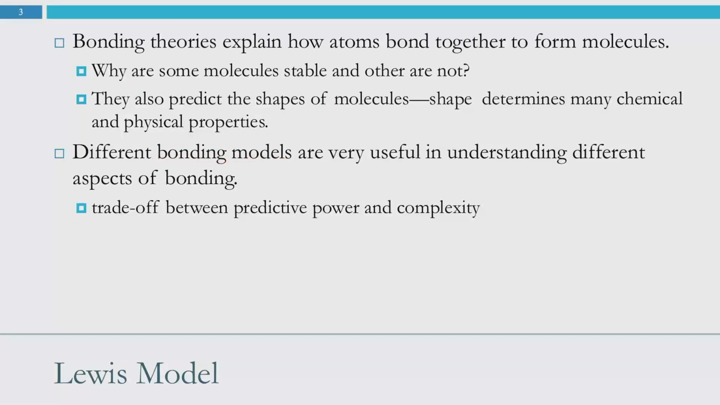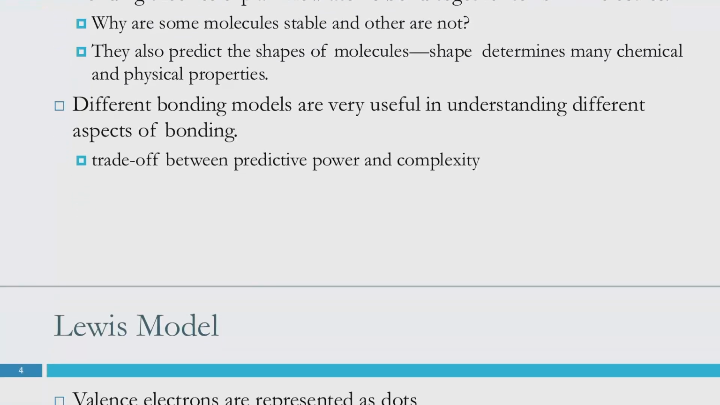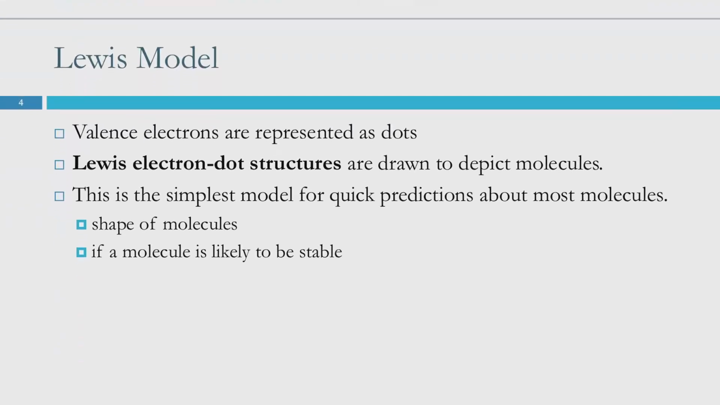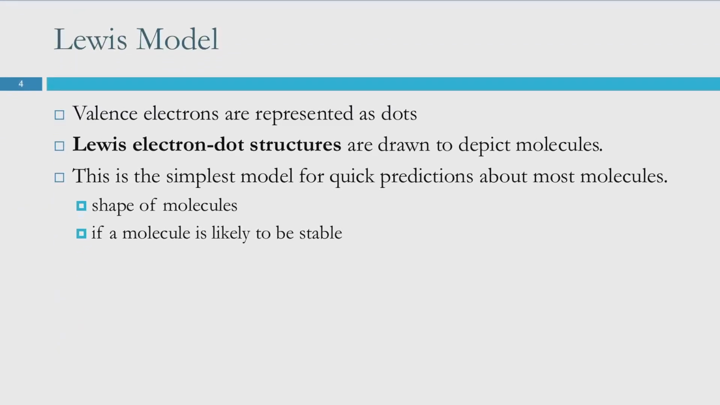There are also different bonding models. We are going to learn very basic bonding models. So there's a big trade-off. We don't have nearly as much predictive power or complexity, but we don't need a supercomputer to do it, and we can learn how to do it basically in a day or a couple of days. So the model that we're going to be learning is the Lewis model. If you've taken Chem 20 or Chem 10, you've probably already learned the Lewis model, and so some of this is going to be review.